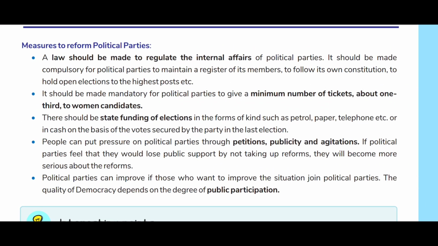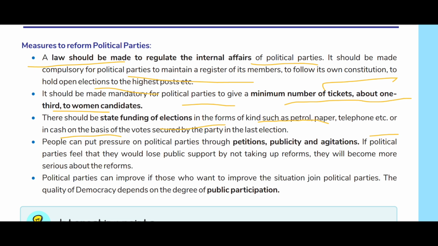Measures to reform political parties. A law should be made to regulate the internal affairs of political parties. It should be made compulsory for political parties to maintain a register of its members, to follow its own constitution, to hold open elections to the highest post, etc. It should be made mandatory for political parties to give a minimum number of tickets, about one-third, to women candidates. There should be state funding of elections in the form of kind, such as petrol, paper, telephone, etc., or in cash on the basis of the votes secured by the party in the last election.